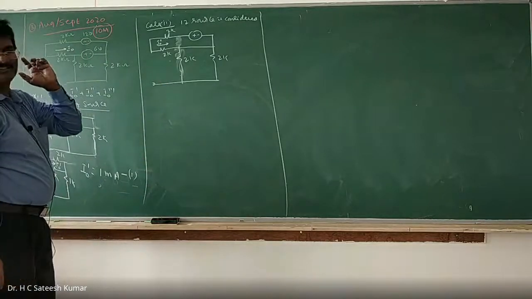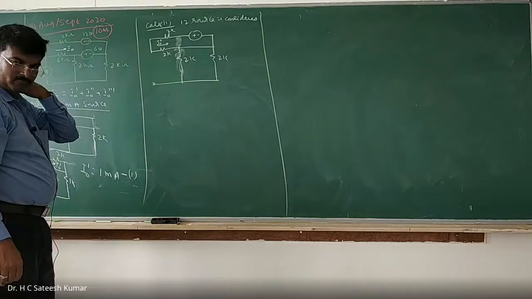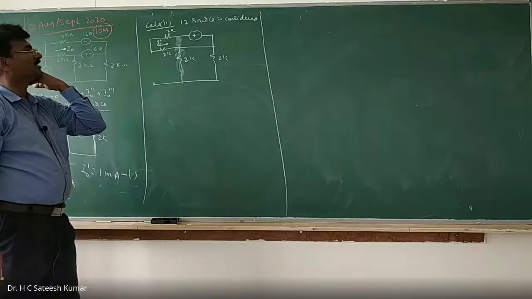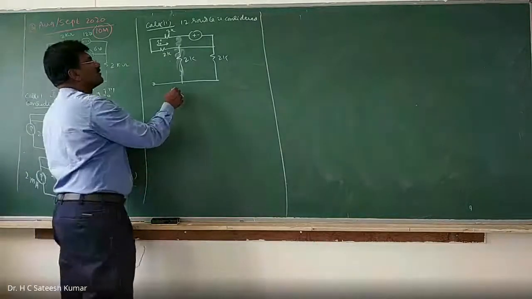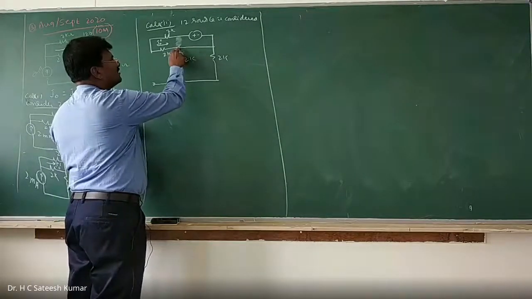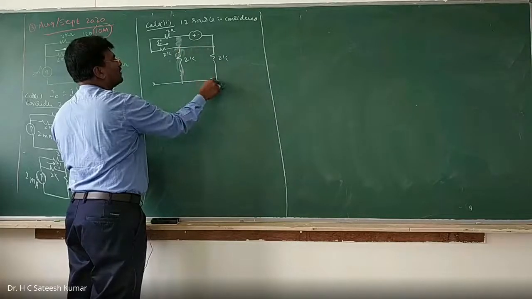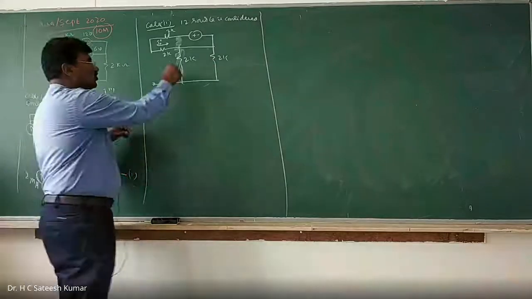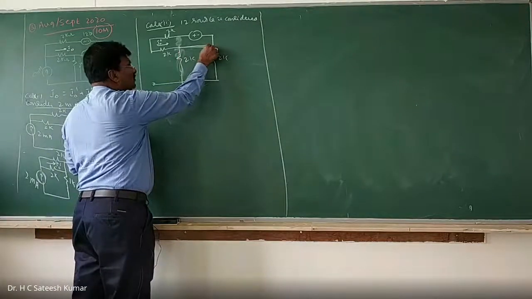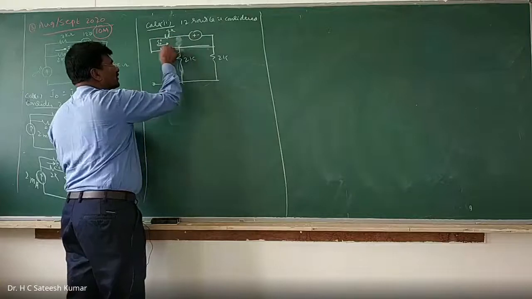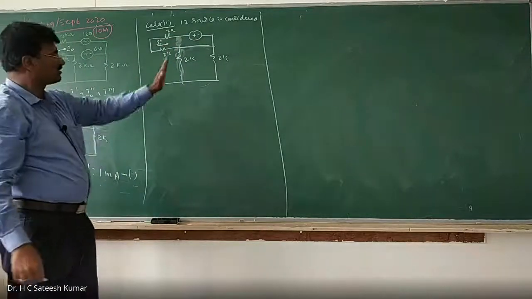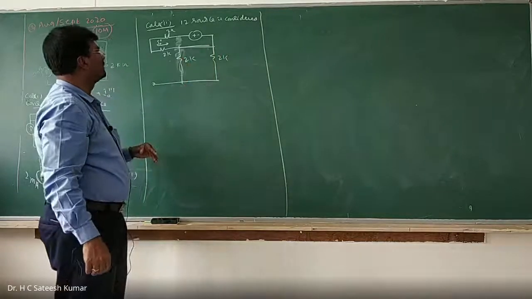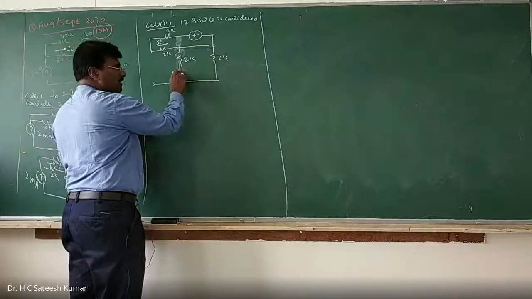Once again, look here, very simple one. 2K parallel with 2K, 1K will be there, right? This is shorted now. Since this is shorted, what will happen? These two, even though they are there, will become redundant, because no current will flow here, because this is short circuited. Only this circuit will be there, because these two are parallel. Even though these two are parallel, it becomes 1K.